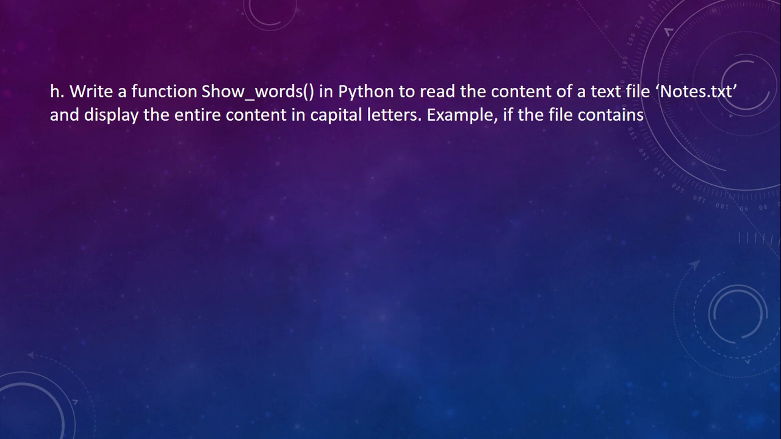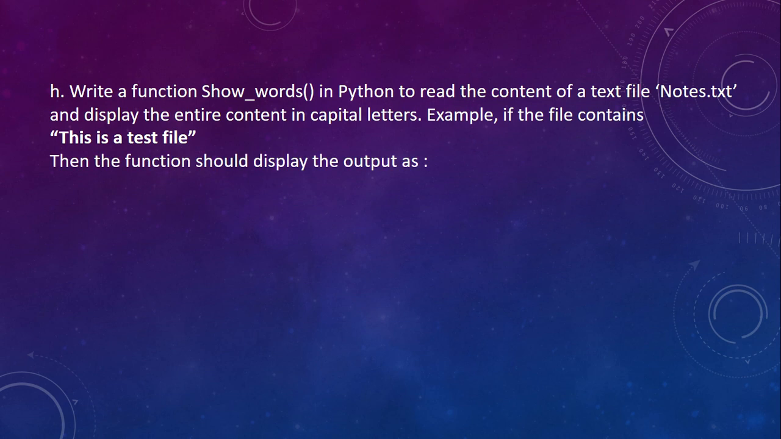Next is write a function show words in Python to read the contents of a file notes.txt and display the entire content in capital letters. For example, if the file contains, this is a test file, then the function should display it as THIS IS A TEST FILE, all in capital letters. Okay. So what is going to be the solution? You can pause the video here and try the solution, and then you can continue. Okay. So let us see what is the solution.